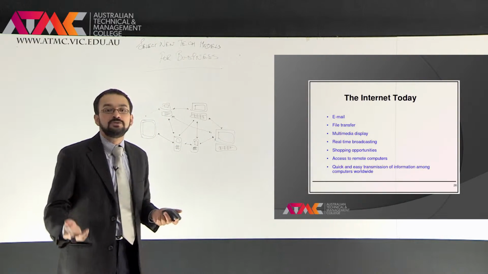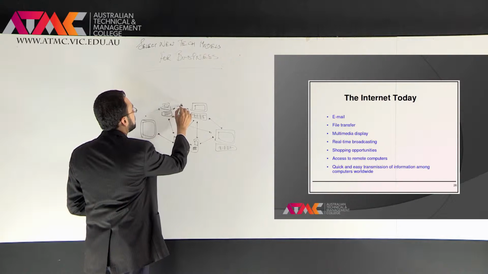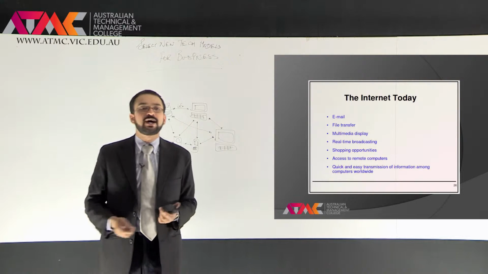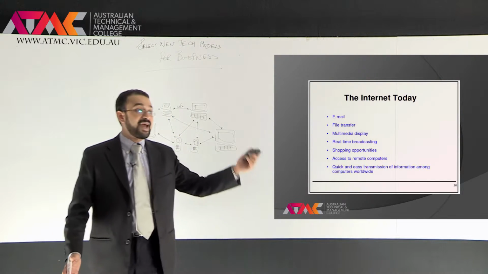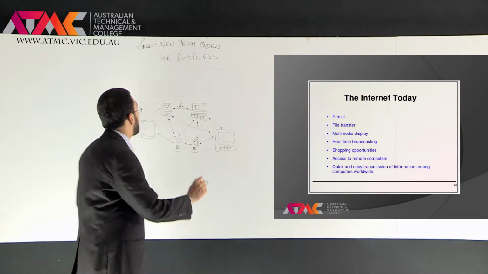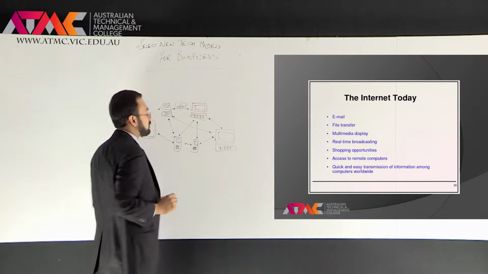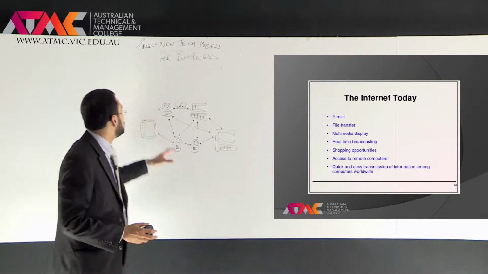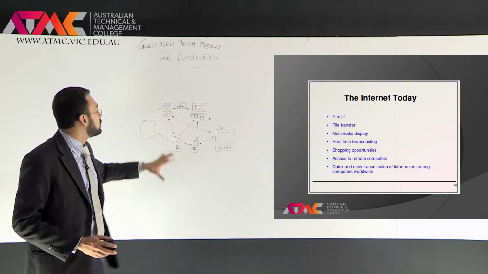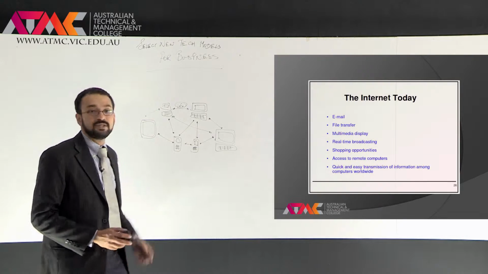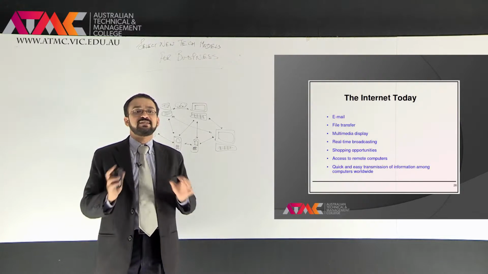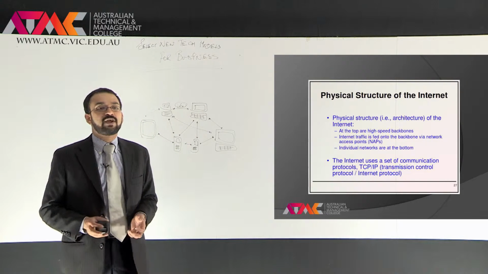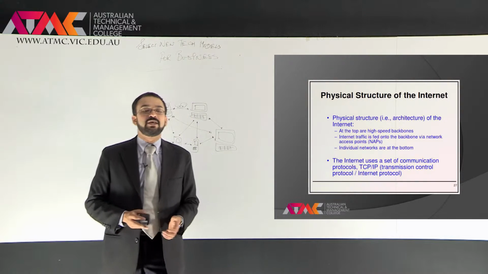What it allows you to do essentially is transfer information, whether it's emails, file transfers, multimedia broadcasting, shopping, or access to remote computers and so on. Essentially, it's an information transfer highway. That's why the internet is variously called the information highway. All of these are connected to each other in different ways, at different distances, but it's all about transferring information. The physical structure of the internet is unique, and we're going to talk about that a little bit as well.